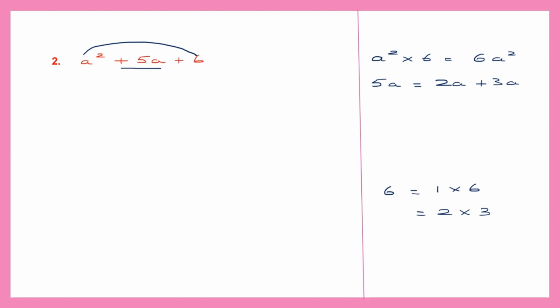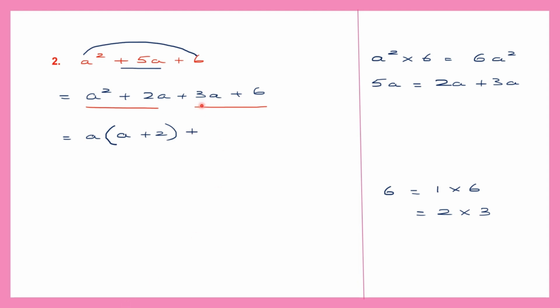So let's rewrite it here. This becomes a square, and the two terms that I have split 5a into, 2a plus 3a, plus 6. Now let's group these two and these two, and take out the common factor. The common factor here is a, so what is left inside is a plus 2. That means on the other side also I need to get a plus 2. How do I get that?